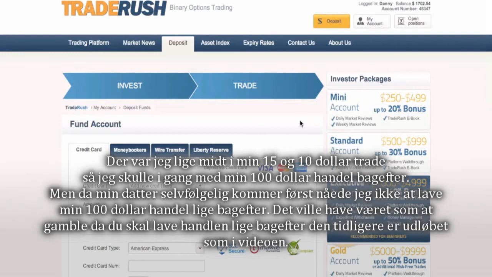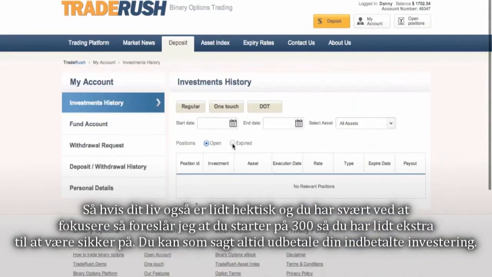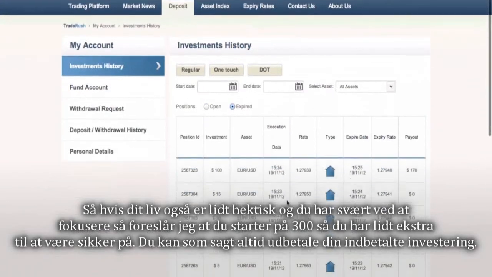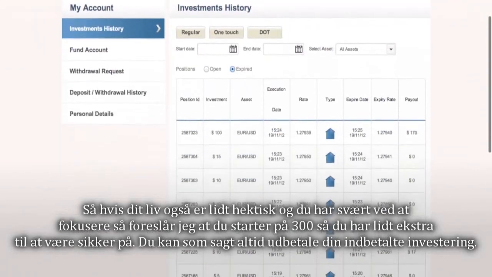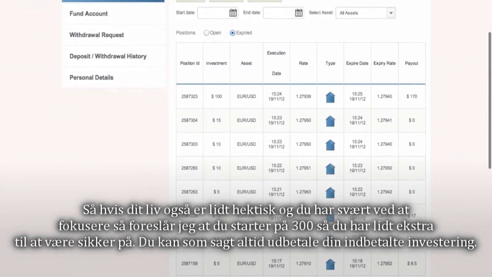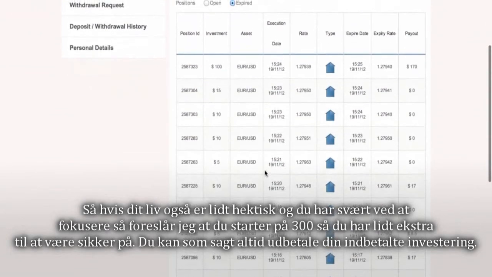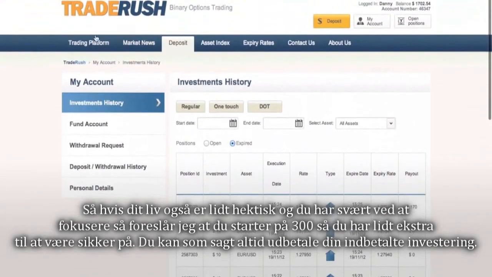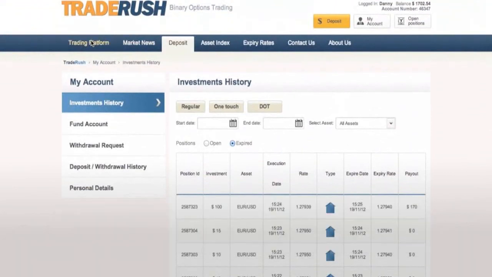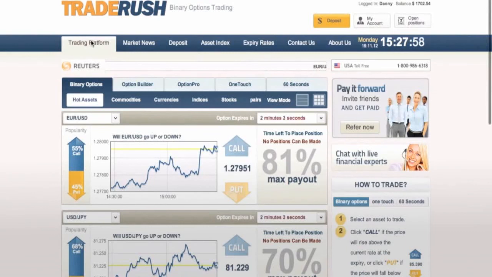By the time I came back, it was too late to put on that $100 trade, because that would be just like gambling. You have to put on the trades as soon as the previous ones expire, just like the video shows. Now, if your life is also a little hectic and it's harder to focus, I definitely recommend you start with 300. So you have that bit of a cushion for when things like these do happen. And you can always withdraw your initial investment once you have your profits.